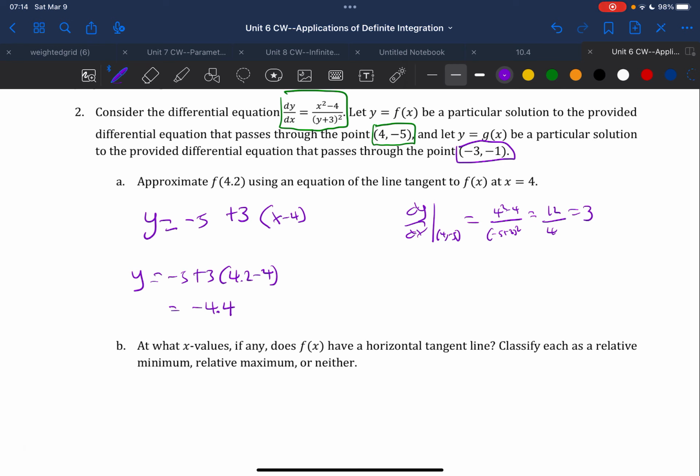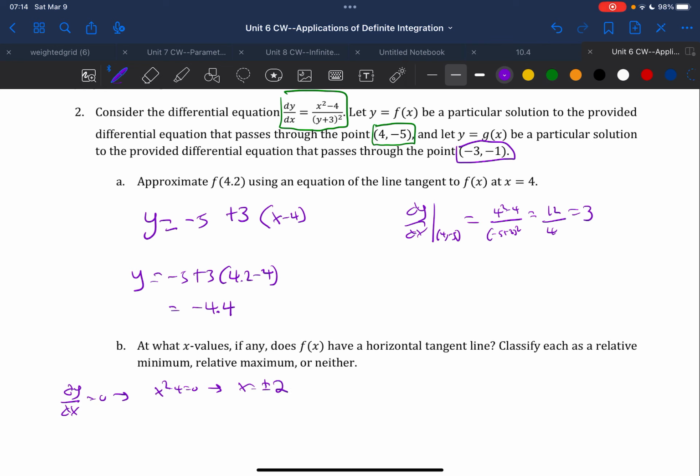B, at what x values, if any, does f have a horizontal tangent line? So you have a horizontal tangent line when your derivative is 0. So to set a fraction equal to 0, you set the numerator to 0. You get x equals plus or minus 2.